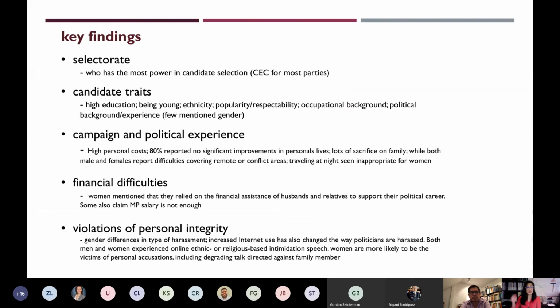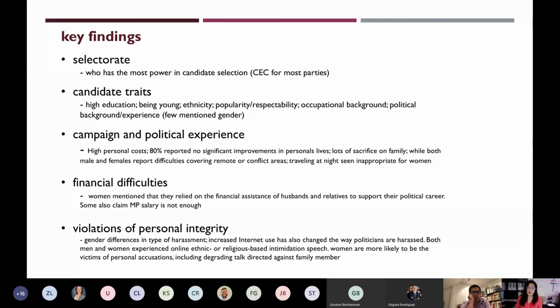The other key finding is that we need to know who has the most power in candidate selection, and the CEC for most parties is the selectorate. The selectorate has the most power in deciding who becomes a candidate.